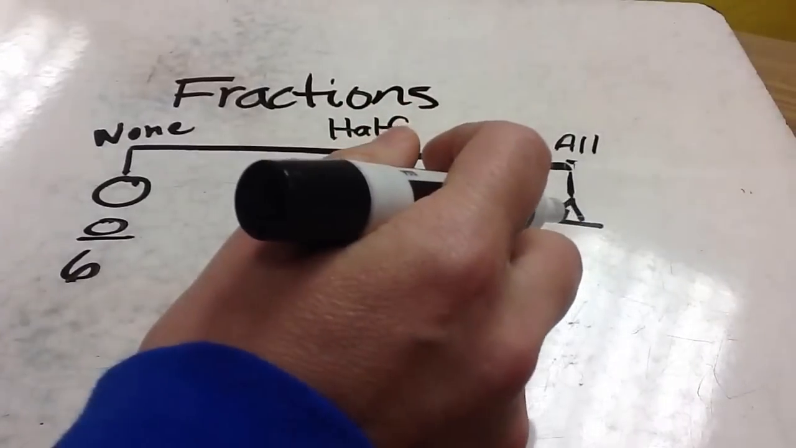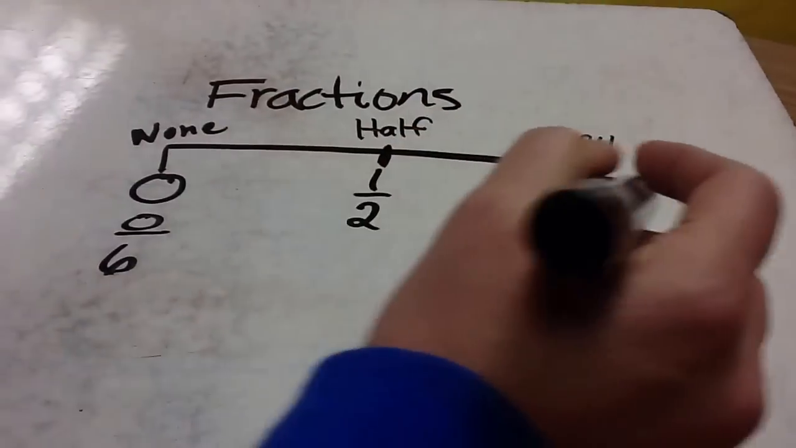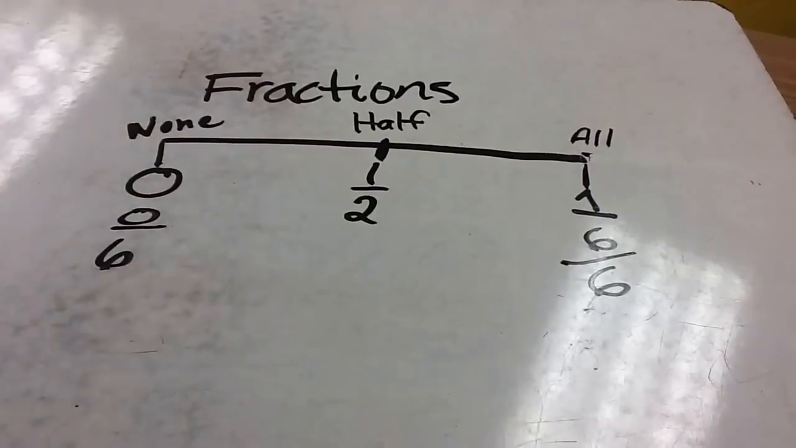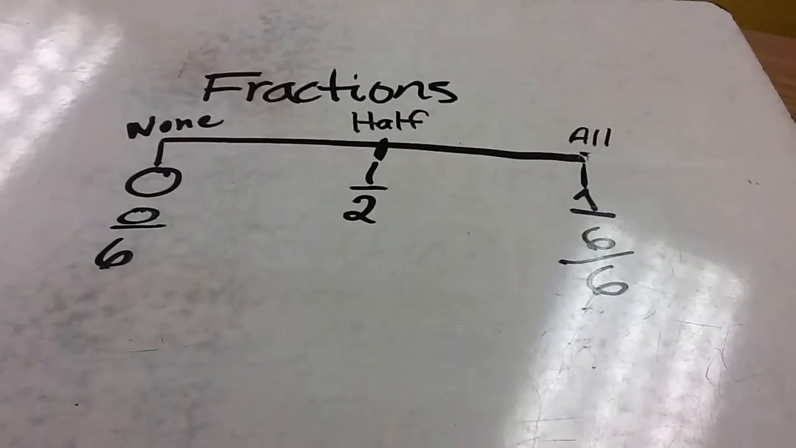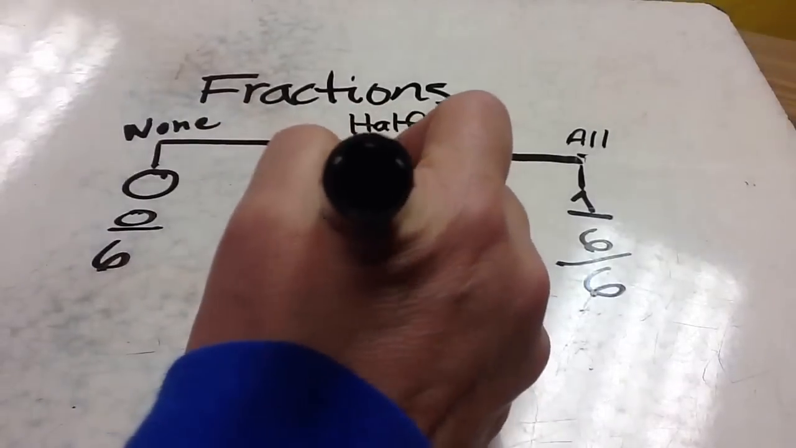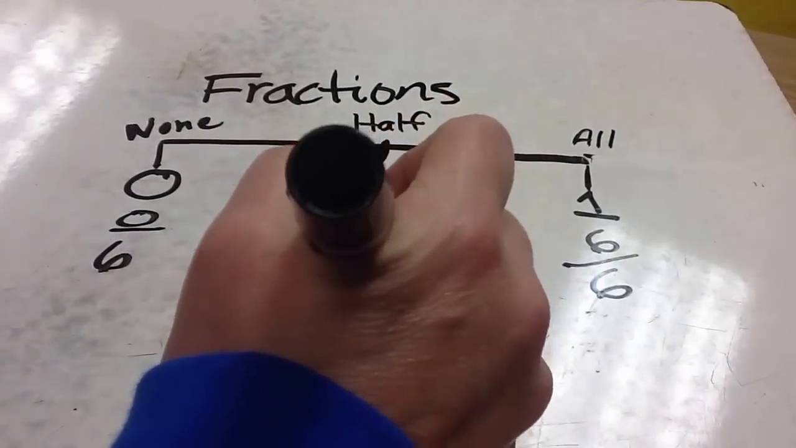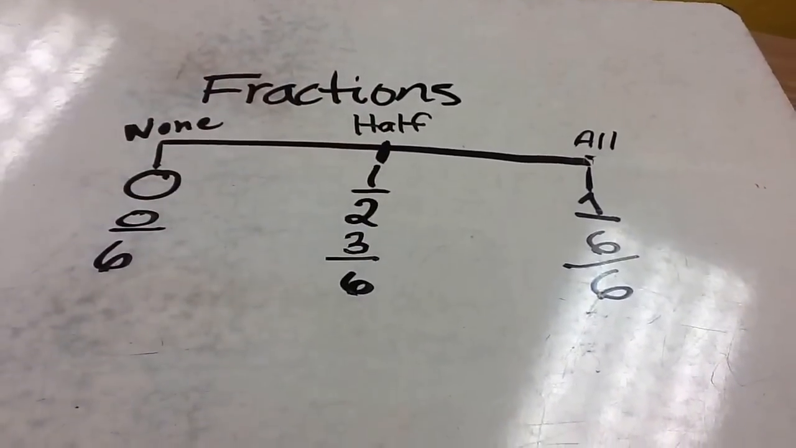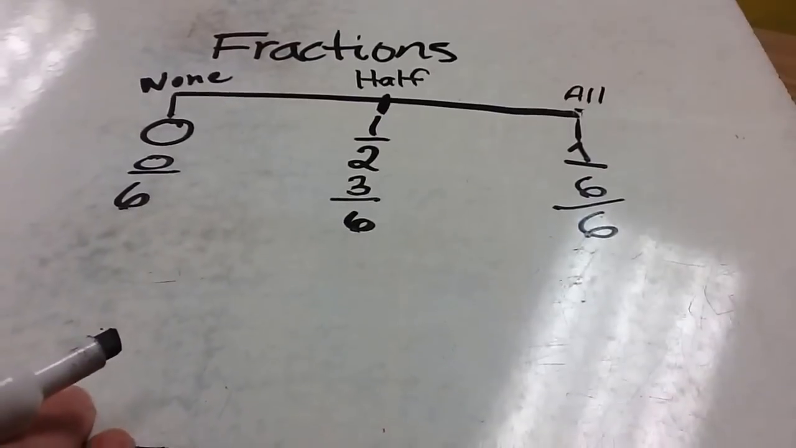The next thing I'm going to do is, if I have the whole pizza, if I eat the whole thing, I would have 6 out of 6 slices. Now, what's half of the pizza? If I ate half of the pizza, how many slices would I have eaten? Hopefully you've already recognized that 3 is half of 6. So my halfway mark would be 3 slices. Now, what am I missing?